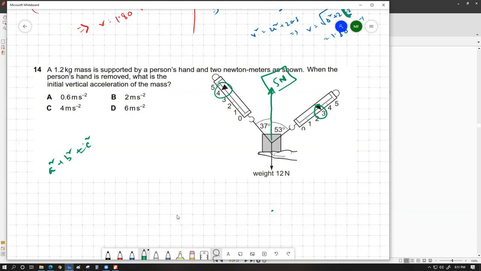Currently, the hand is also exerting an upward force of 7 newton to balance the object. But the moment we remove the hand, you're going to have a 5 newton upward force and a 12 newton downward force. So there will be a resultant 7 newton downward force, and the total mass of the object is 1.2 kg. So 7 newton equals 1.2 times acceleration. That basically gives your initial acceleration: 7 divided by 1.2. That's one way to do this.